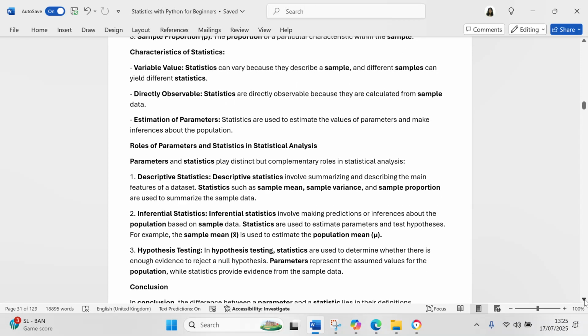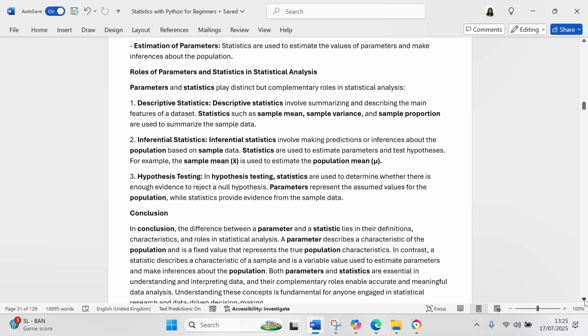Statistics can vary because they describe the sample, and different samples can yield different statistics. Statistics are directly observable because they are calculated from the sample data. Statistics are used to estimate values of parameters and make inferences about the population.